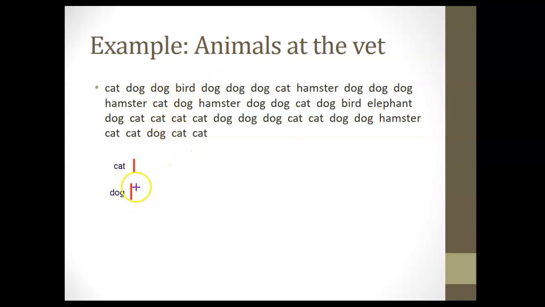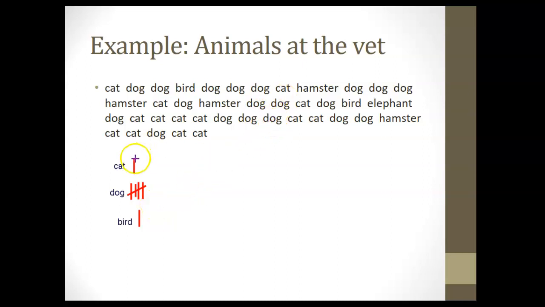Then we have another dog. And next we have a bird. So make a mark for that. Next we have another dog, and then another dog, and then another dog. So far that's 5 dogs.